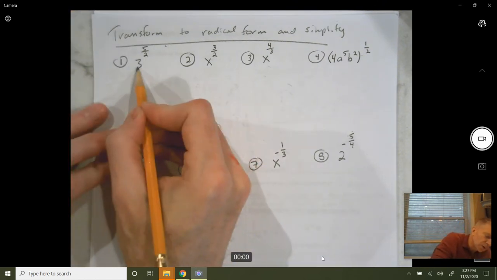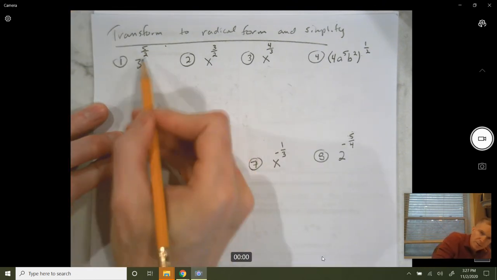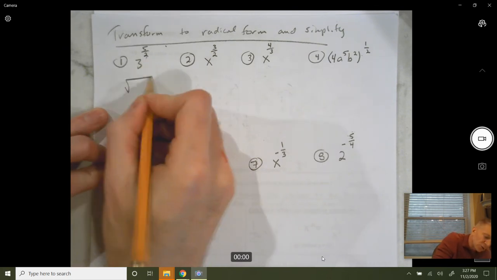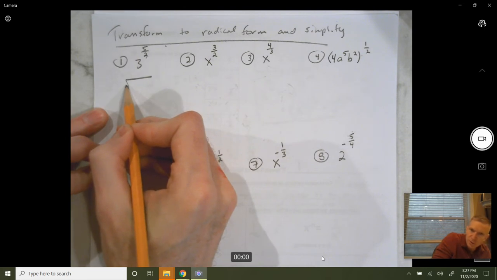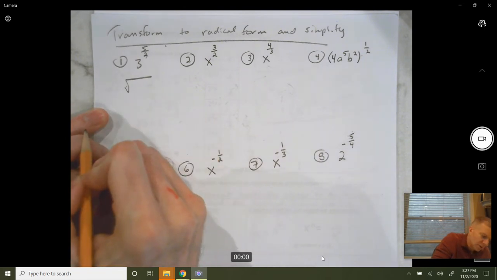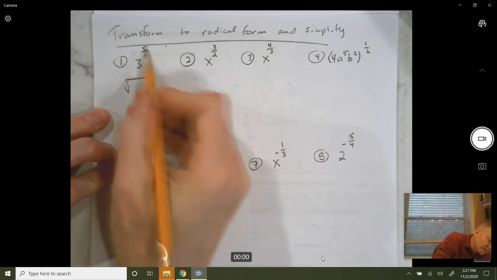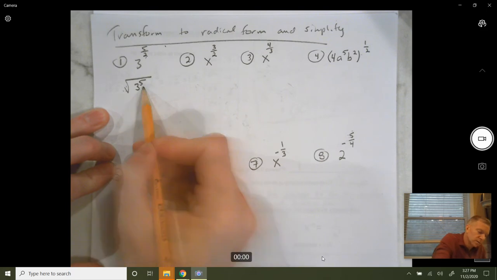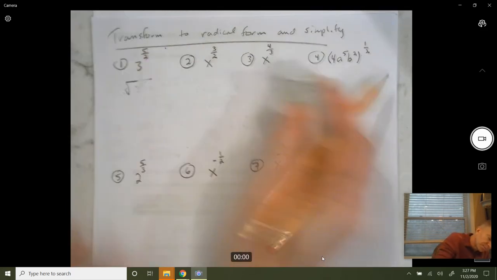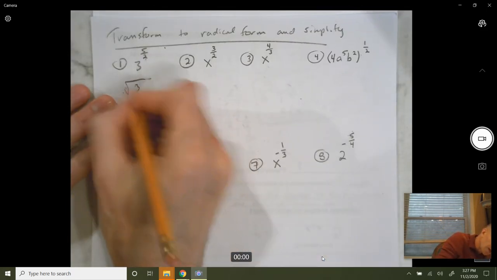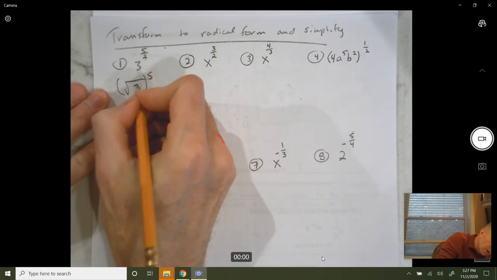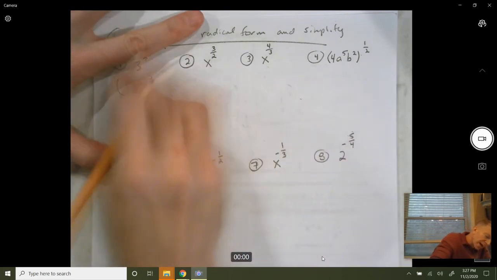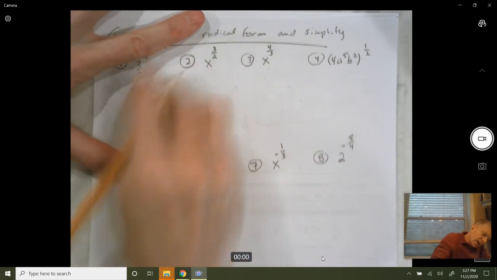So 3 raised to the 5/2. The number on the bottom, you're taking that root. Here it's a square root. Now you could tuck a little 2 in there, but square roots are so common we usually don't. The square root of 3 raised to the 5th. I could do the square root of 3 to the 5th, or I could have done the square root of 3, to the 5th. Either one is correct. However, if I want to simplify, I probably want that exponent on the inside so I can simplify.